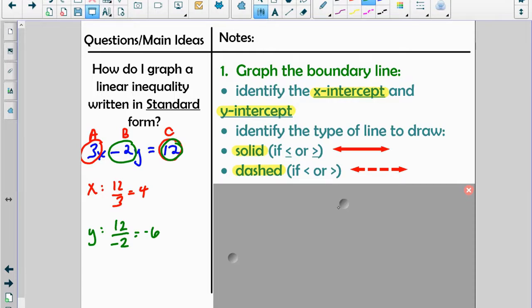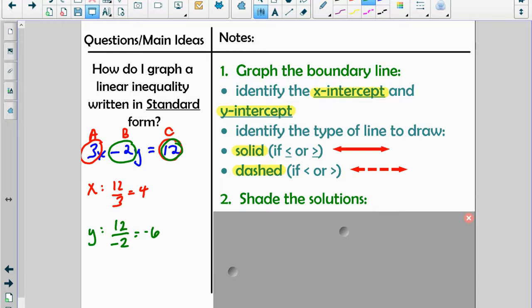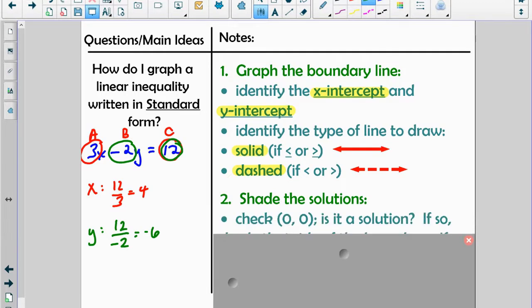Once you have your boundary line in place, it is time to shade the solutions. For this one, it's not as simple as just looking at the inequality symbol and saying, oh, I shade above or I shade below. On this one, we really need to do a test point. I would encourage you to use the ordered pair 0, 0, the origin, because zeros are really easy numbers to work with, since you're going to end up multiplying by 0 and adding 0. So check an ordered pair like 0, 0 and see if it's a solution.